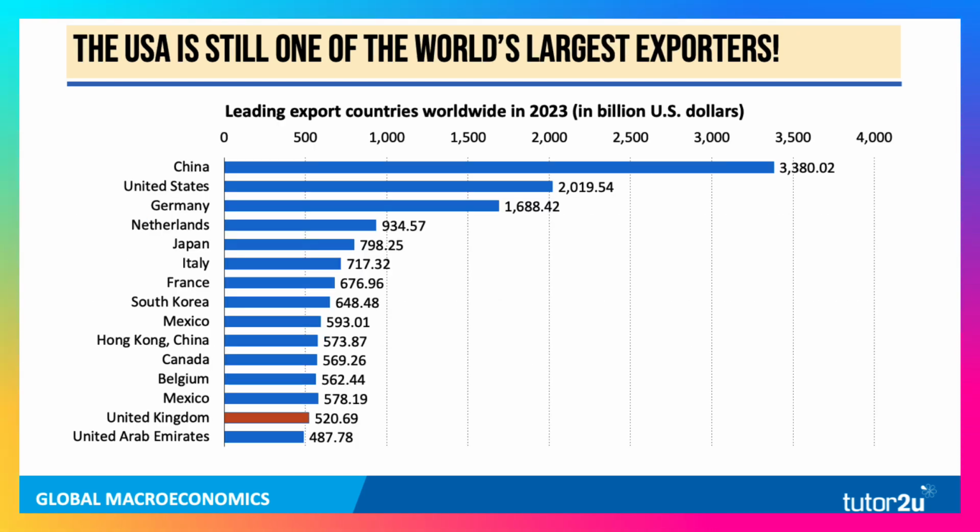Despite the fact that the United States exports only around 11% of GDP, it's still the world's second biggest exporter, at least using the data here from 2023. China, of course, has now far outpaced and surpassed the United States. Germany and the Netherlands come in third and fourth. The Dutch, obviously, there's a big impact there of the Rotterdam port. Japan, Italy, France, South Korea. The UK now comes outside the top 10 in terms of export countries, just behind Mexico.